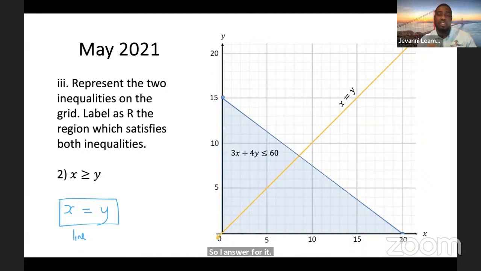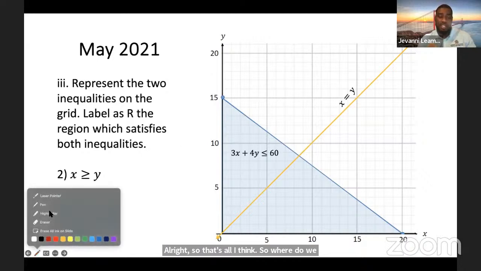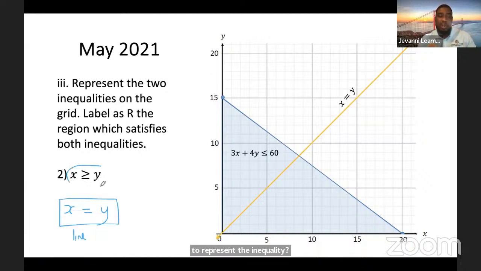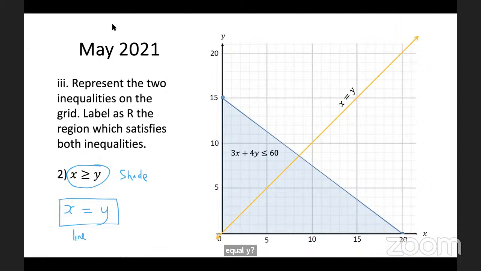So where do we shade now to represent the inequality? We want to shade. Where do we shade? Do we shade above the line x equal y, or below the line x equal y as our reference? Go ahead. Below or above?